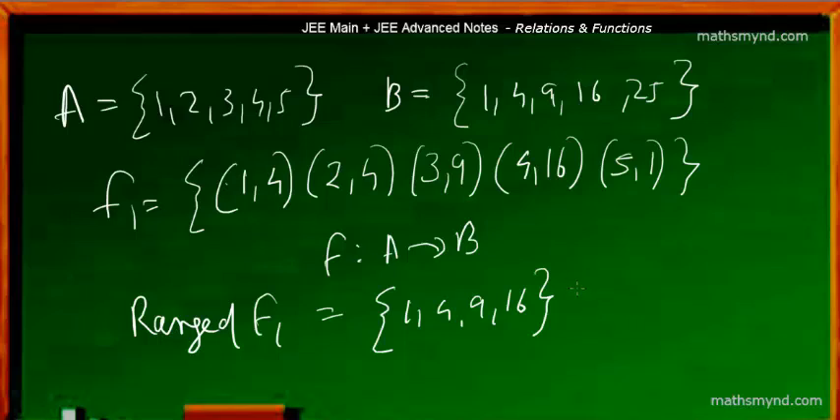So what does it mean? It simply means that for this disparity, or for this difference, we also introduce a new term, and that is what is called codomain. So it simply means that B is the codomain of A.